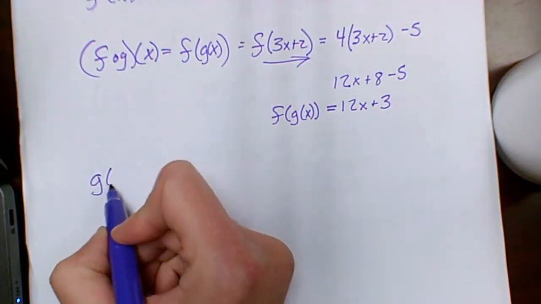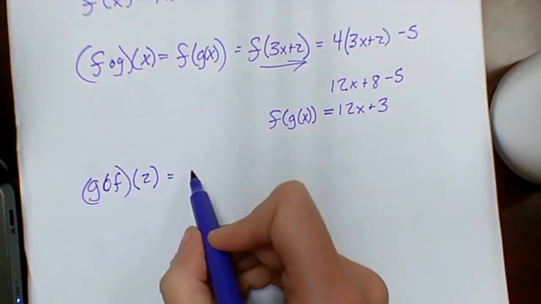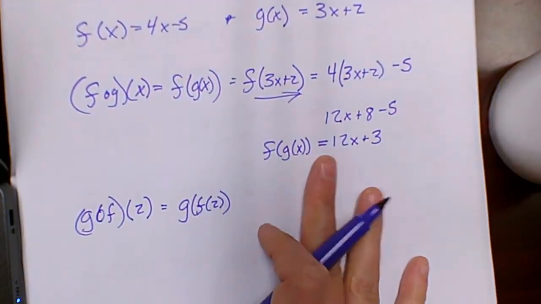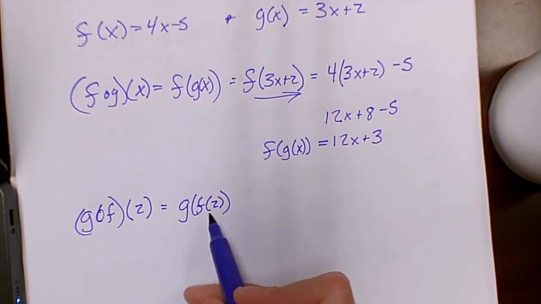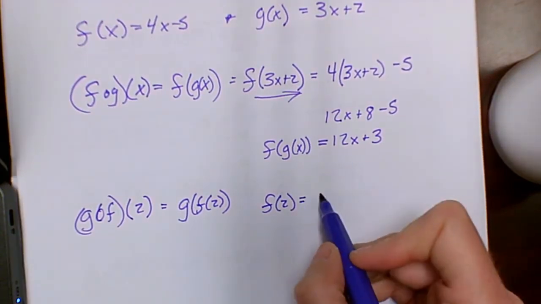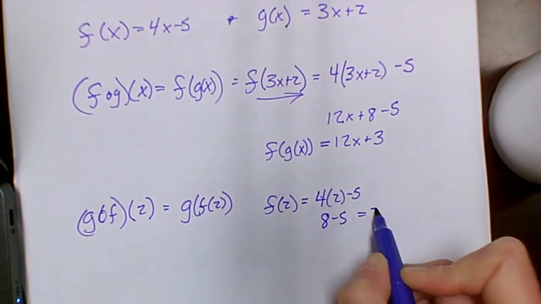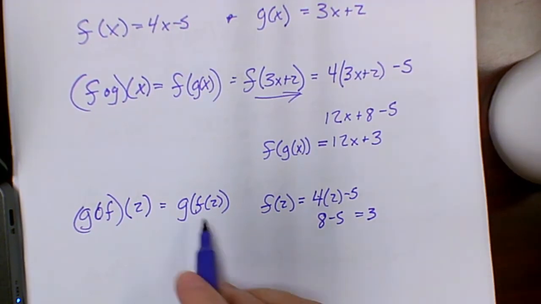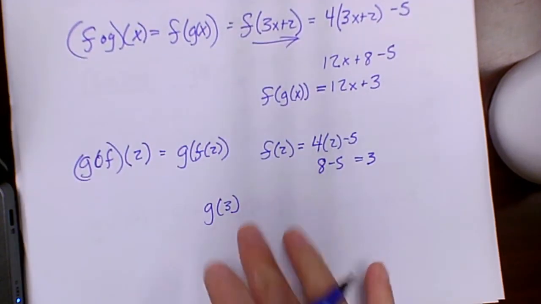Okay, g of f of 2. So now we have a number, and our f of x is 4x minus 5, and we need to input a 2. So evaluate f at 2. 4 times 2 minus 5, so that's 8 minus 5, which is 3. So f of 2 equals 3. So in place of f of 2, we are going to place 3 in g. G of 3.